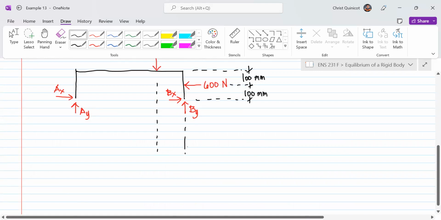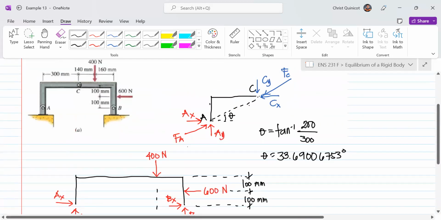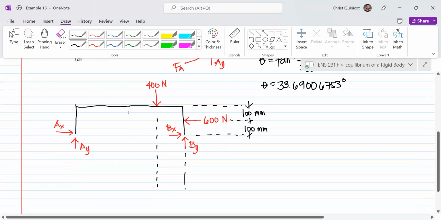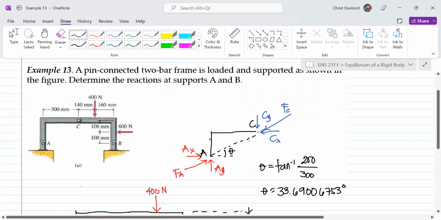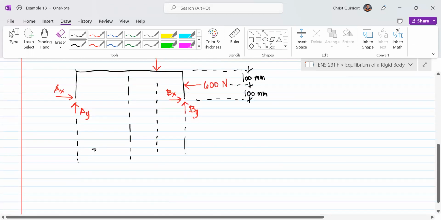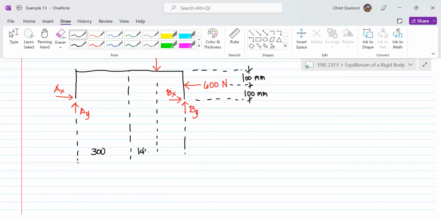And also we have point C here, at the very middle. And then this dimension: that is 300, 140, and 160. So this is 300, this is 140, and this is 160. All are in mm. I'll just write it here.